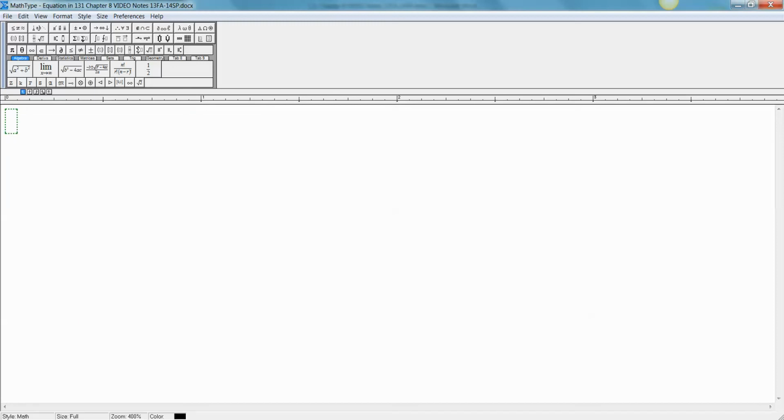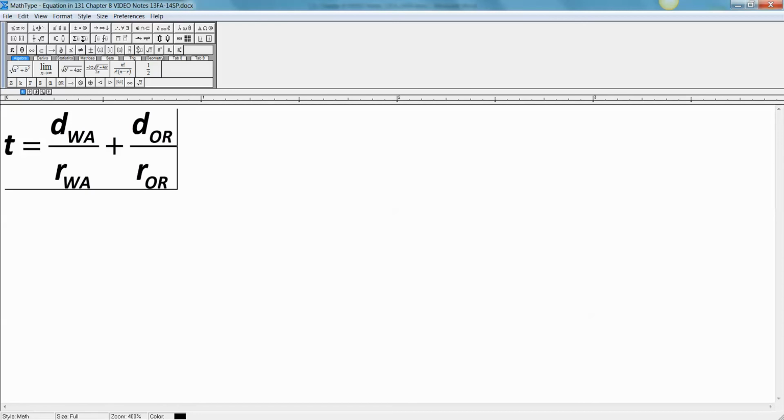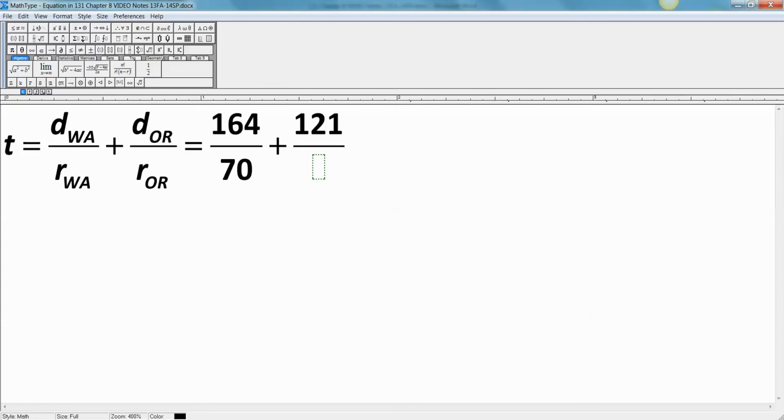So her time total is going to be equal to, now, but she's driving in two different areas. So I need her driving distance in Washington divided by how fast she's going in Washington, plus her distance in Oregon divided by her rate for Oregon. All right, now her distance was 164, and she's going to go 70 miles per hour in Washington, plus 121 miles for Oregon, and she can only go 65 if she goes the posted speed limits. So I just need to find what this is.